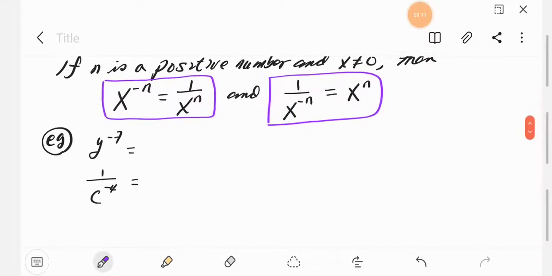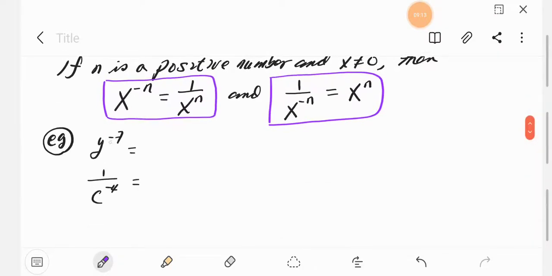Simple, isn't it? So in this case, okay, this is the negative 7th power, then this one goes to the denominator, so y to the 7th power. Simple. How about this one? This example, c to the negative 4th. The exponent is negative 4, so move this exponential form to the numerator. Then the exponent becomes positive 4. So this is c to the 4th power.